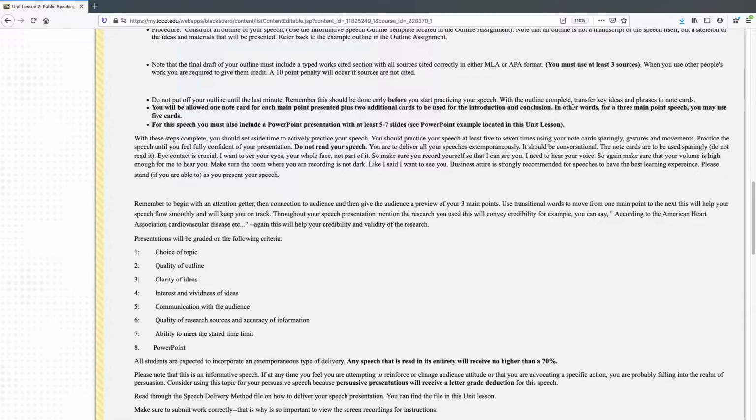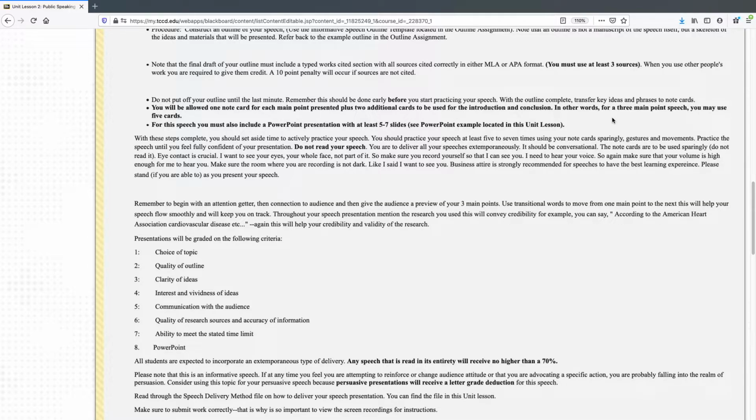With the outline complete, transfer key ideas and phrases to note cards. You'll be allowed to use one note card for each main point, and then two additional cards for the introduction and conclusion. So in other words, for this informative speech, you're required to have at least three main points, no more than three main points. You may use five note cards.